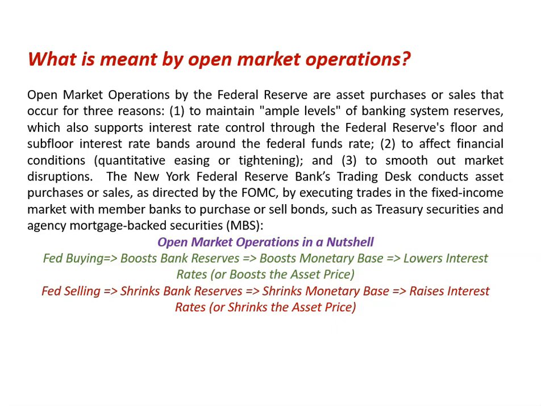At the bottom of the slide are open market operations in a nutshell. When the Fed is buying securities, that will boost bank reserves, which will boost the monetary base, and in turn will lower interest rates or boost asset prices. On the other hand, when the Fed is selling securities, that will shrink bank reserves, which will shrink the monetary base, and in turn will raise interest rates or lower asset prices. This is how the Fed will add or reduce liquidity in the banking system.